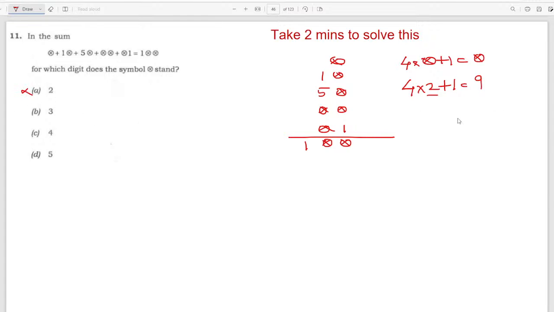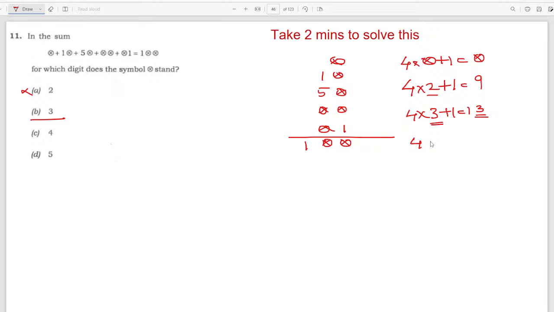This is wrong. Then we have 4 into 3 plus 1. 4 3s are 12 plus 1 is 13. So this unit digit is 3. So we'll just keep it on hold. We'll check whether these two other options also give you the same unit digits.